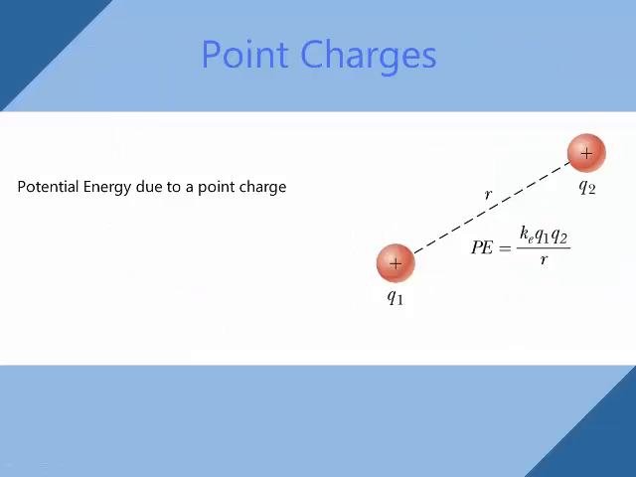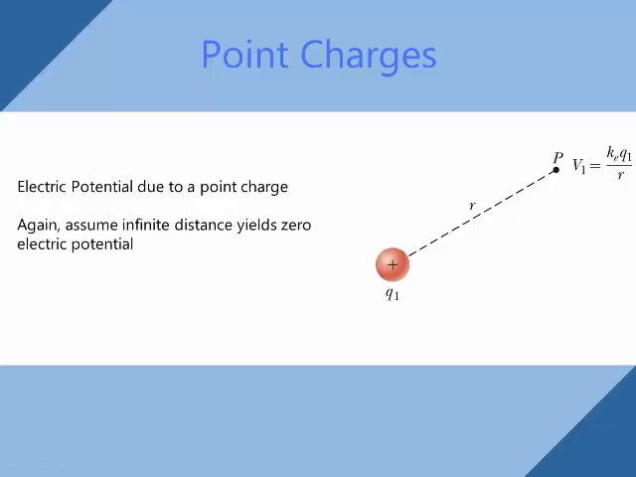For point charges, we can calculate potential energy between the charges. We will assume that two charges will have zero potential energy when they are infinitely far away from each other. Similarly, we can calculate electric potential due to a single point charge at a point in space near the charge. Again, we will assume that being an infinite distance away from the charge means that we have zero electric potential.